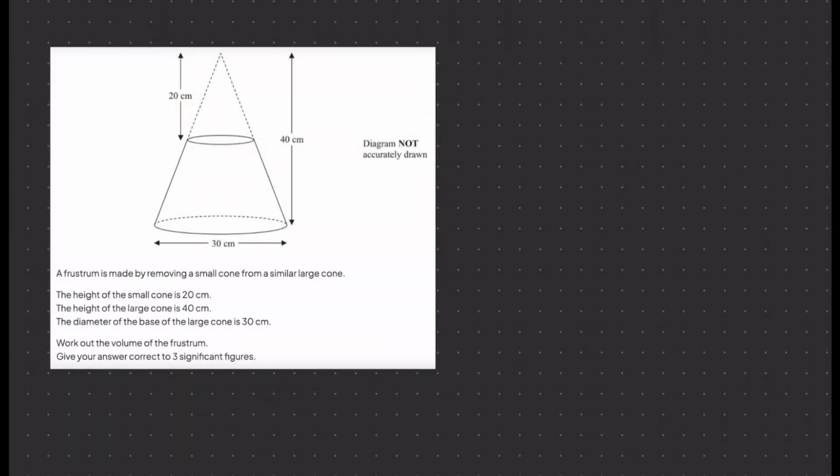Let's look at an example question for a cone together. So here we have a shape called a frustum. This is in fact a cone with another cone subtracted away from it.